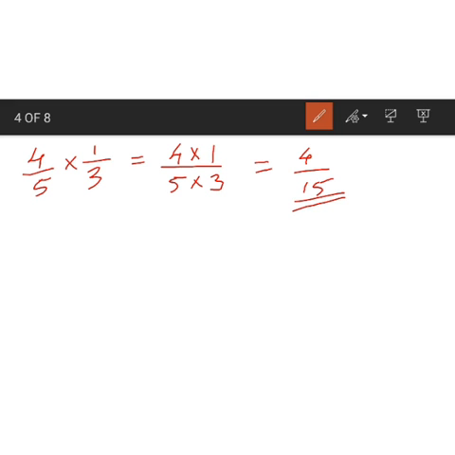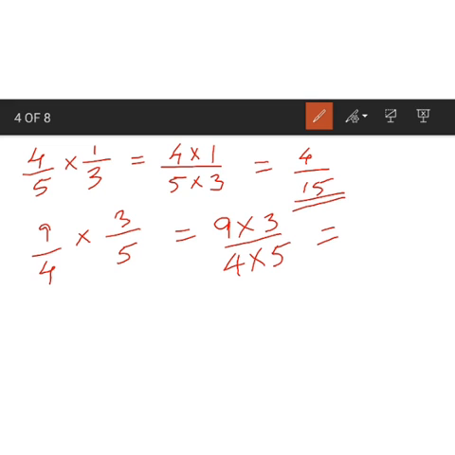Now, let us do one more example. 9 by 4 into 3 by 5. So, how will we do this? 9 into 3 by 4 into 5. 9 into 3, we get the answer as 27, divided by 4 into 5, we get 20. So, we got the answer as 27 by 20.